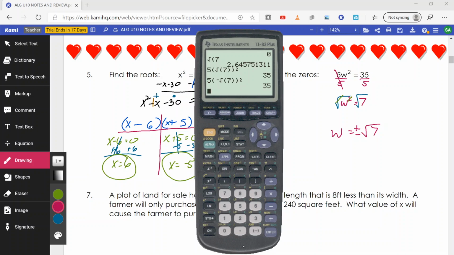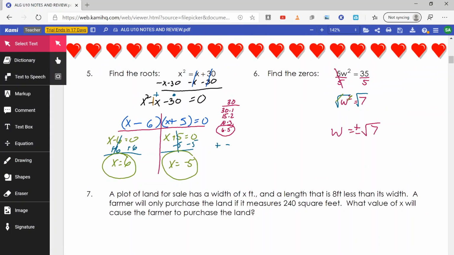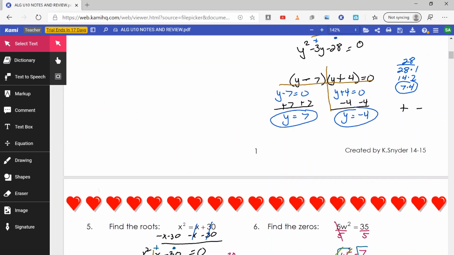So that one was a little easier. I didn't have to use the factoring method in order to come up with the answer. And that is using factoring in order to find the roots, the zeros, or solving an equation.